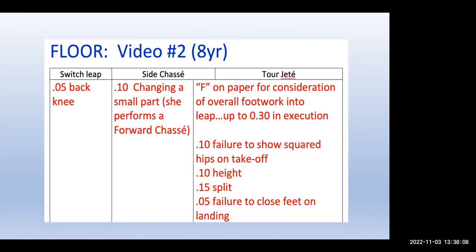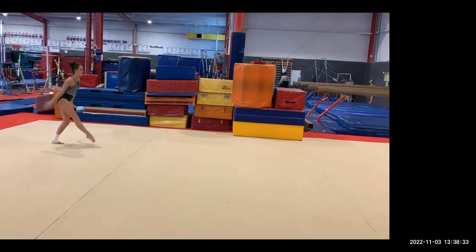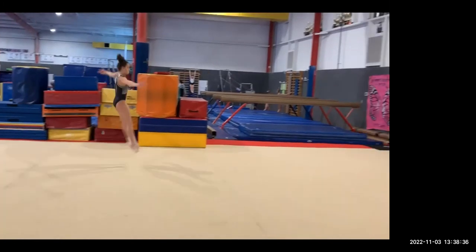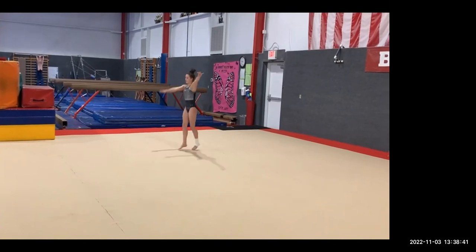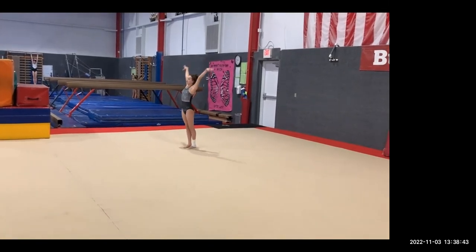Then the F on your paper for consideration of overall footwork. And then for the tour jeté, 1/10 for failure to show the squared hips on takeoff, 1/10 for height, 1/10.5 for split, and 0.5 for failure to close the feet on landing. Slow motion. So a slight bent leg, forward chassé instead of sideways. You could have had a footwork entrance into the tour jeté and then split height, alignment, and landing with the feet apart.